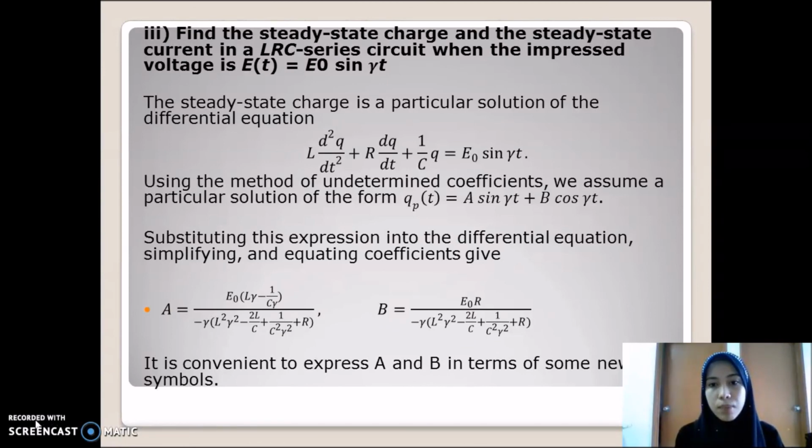Using the method of undetermined coefficients, we assume a particular solution of the form Qp(t) equals A sin gamma t plus B cos gamma t. Then we substitute this expression into the differential equation, simplify, and equate coefficients. You can see here there are A and B in the expression. It is convenient to express A and B in terms of some new symbols.